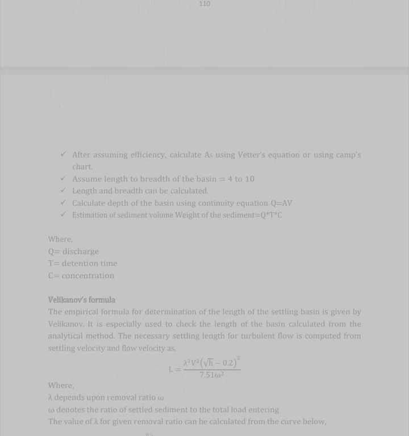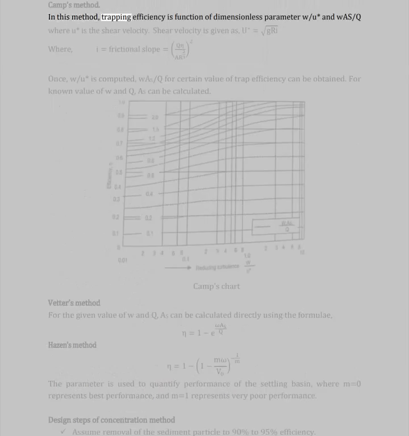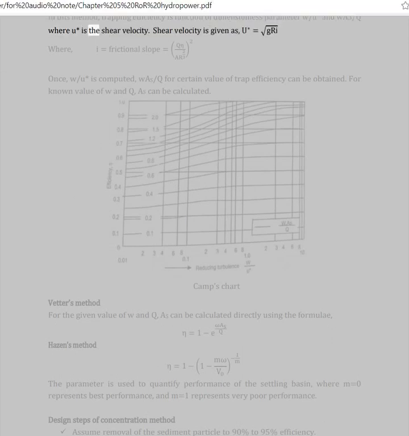Camp's method. In this method, trapping efficiency is a function of the dimensionless parameters w/U* and w/q, where U* is the shear velocity. Shear velocity is given as U* equals square root of g R I, where I equals frictional slope. Once w/U* is computed, w/q for a certain value of trap efficiency can be obtained from Camp's chart. For known values of W and Q, As can be calculated.